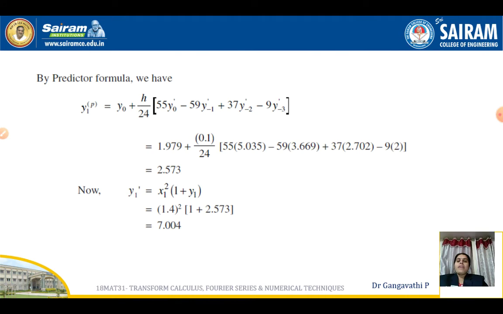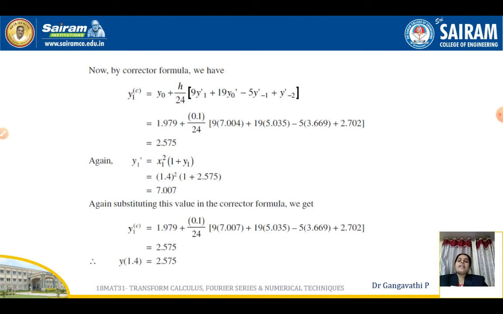So y1 will be found by using the predictor formula. The predictor formula is given by y0 plus h by 24 times 55 y0 dash minus 59 y minus 1 dash plus 37 y minus 2 dash minus 9 y minus 3 dash. Substituting and simplifying, we get y1 at p as 2.573. And y1 dash needs to be evaluated because we want this value to be used in the corrector formula. So y1 dash is y dash at x1 and y1. The y1 value we have evaluated, use that, and the value is going to be 7.004.